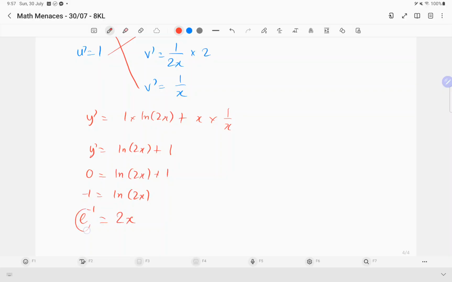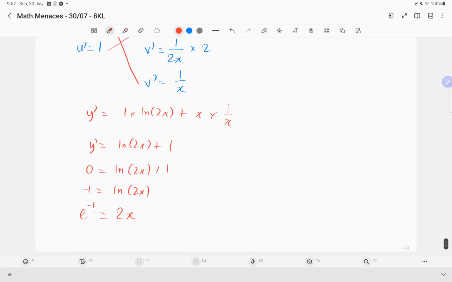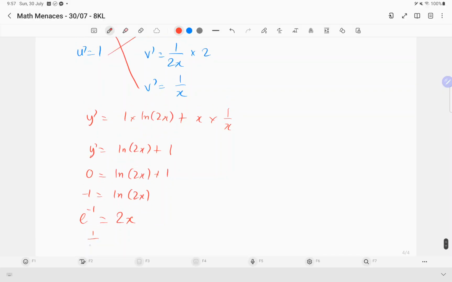Yeah, so you start with the base always. ln is just base e. And then raise to the other one, which is minus 1, and then equals 2x. That's 1 over e is equal to 2x. Right? And then divide both sides by 2. I have 1 over 2e equals x. Okay? Once again, let's substitute.